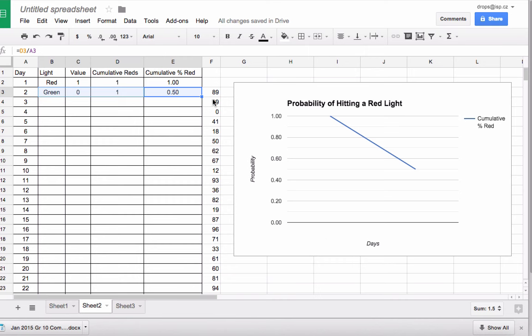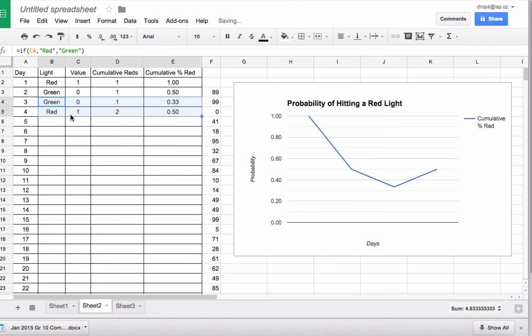And if I take this now, and I'm going to drag it down just one more day for the third day. The third day, it is again green. So value of 0. The cumulative reds, I just have 1 red. This total here is 1 red. And so my percentage, I have 1 red divided by 3 days, 33%. And so you see it goes down to 33. And so on. I'm going to drag the next day.